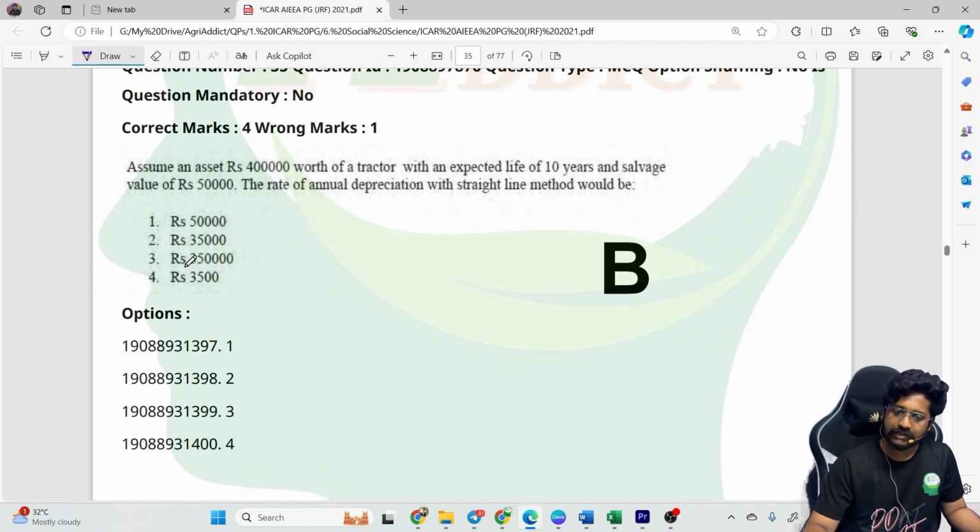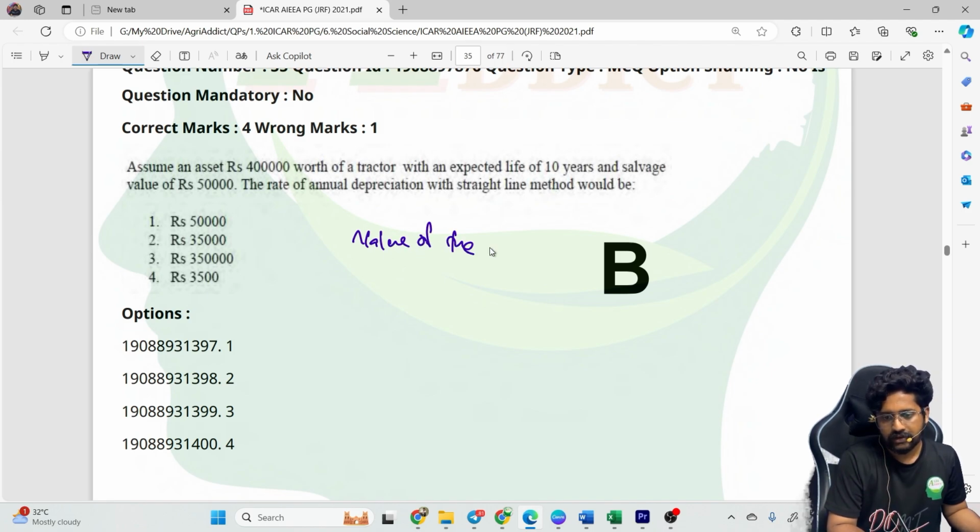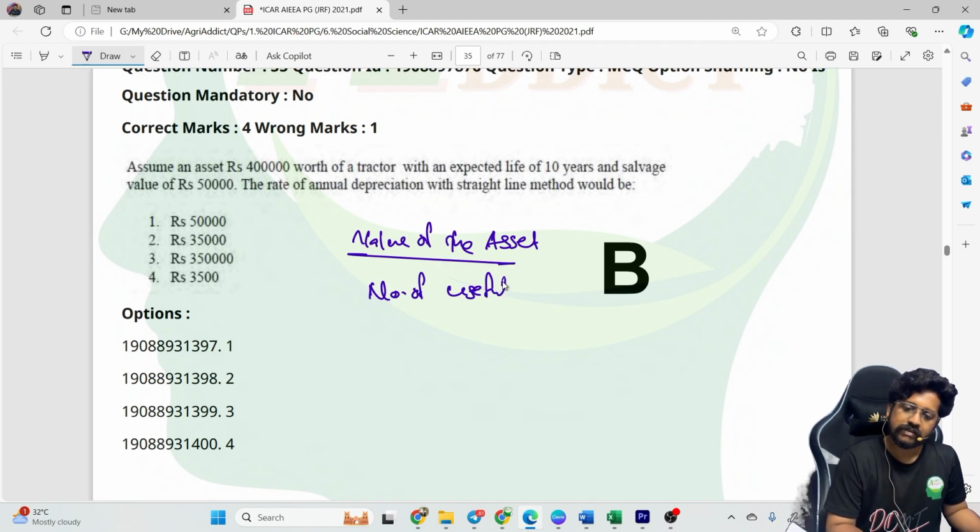Assume an asset, rupees 4 lakh worth of a tractor with an expected life of 10 years and salvage value of 50,000. The rate of annual depreciation with the straight line method would be. According to the straight line method, the rate of depreciation is nothing but the value of the asset divided by the number of useful years or the expected life. So therefore here the value of the asset has been already given.